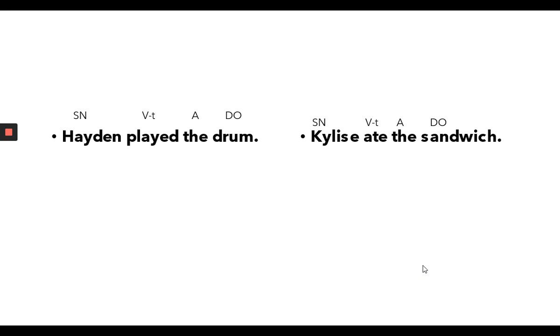Kylie's, our subject noun. Kylie's ate. Kylie's ate what? Ate sandwich, direct object. So you can see in these two sentence examples, we've labeled our direct object DO. You'll also notice that after the verb, there's a lowercase t. That's because when you have a direct object, you get a verb transitive. So let's talk about that.